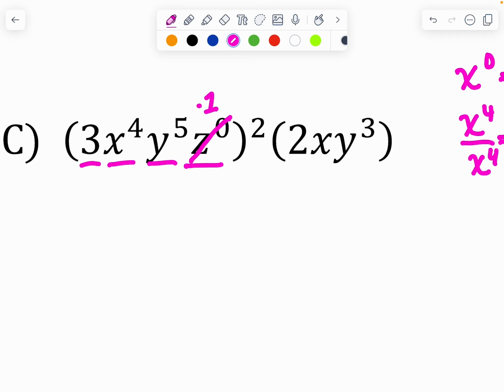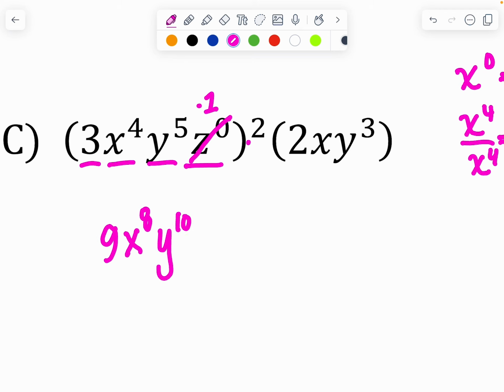And now I'm going to go ahead and multiply everything by itself. 3 times 3 is 9, or I could have just done 3 squared. X to the fourth times x to the fourth is x to the eighth, okay? Y to the fifth times y to the fifth is y to the 10th. So if you look at the shortcut to doing that, if I have a power raised to a power, you can multiply the exponents. 4 times 2 is 8, 5 times 2 is 10.